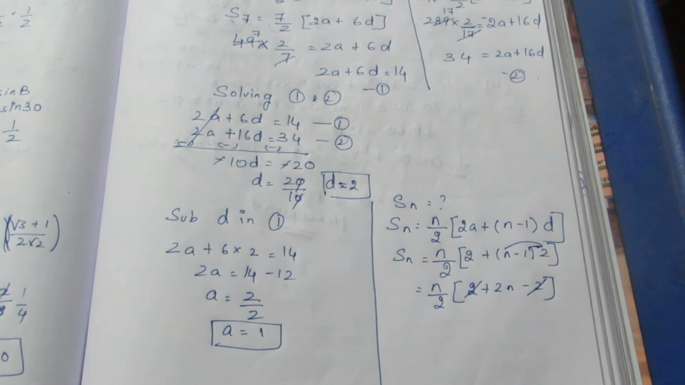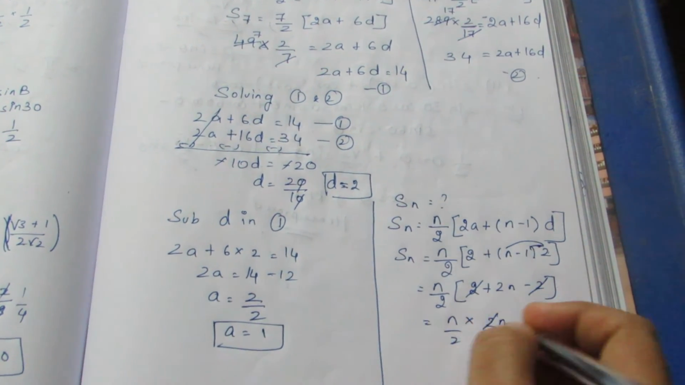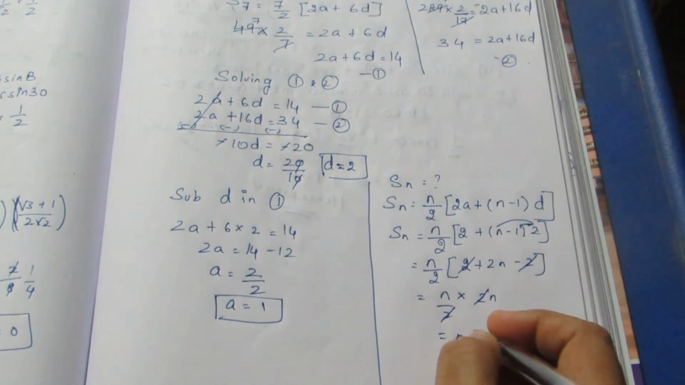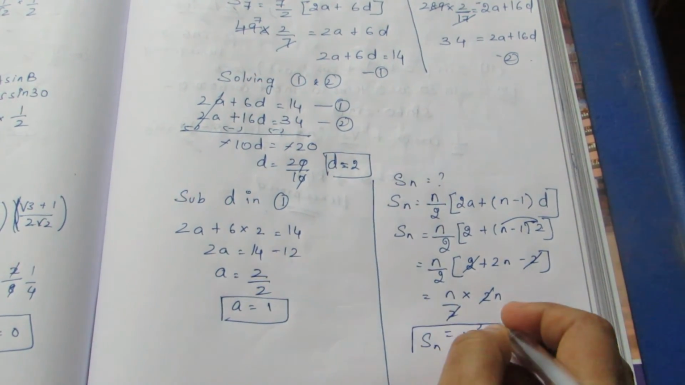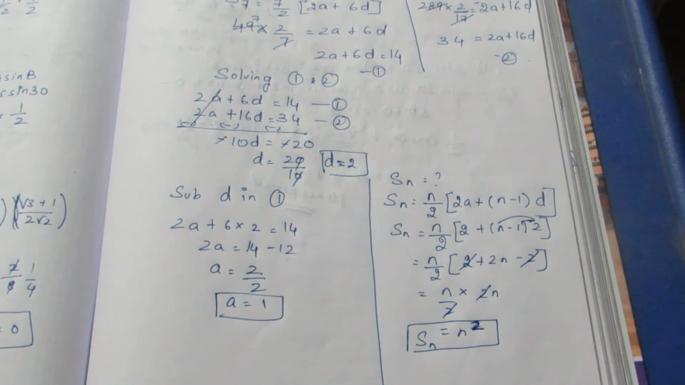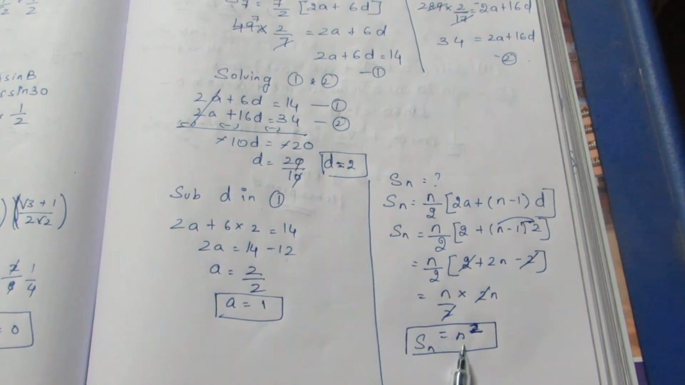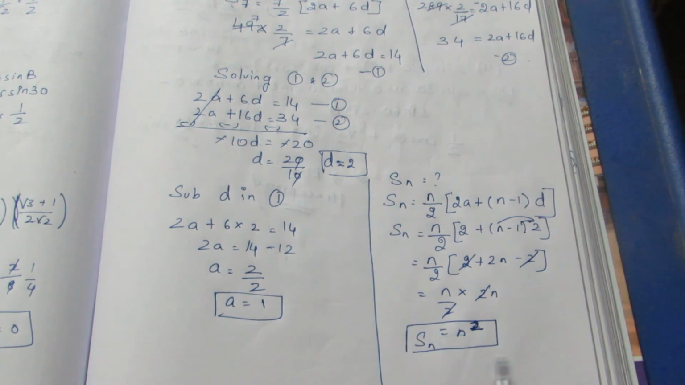Here plus 2 and minus 2 get cancelled. Now n by 2 into 2n. This 2 and this 2 get cancelled. Your Sn will become n square. Always remember, when they ask anything with Sn, you will find n inside the value. So don't get afraid that we are getting n, because they have asked for the sum of n terms, so you will find n inside the answer. So don't be afraid when seeing n square. This is the final answer for the sum.